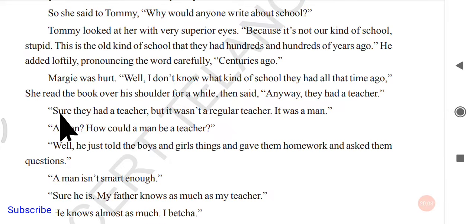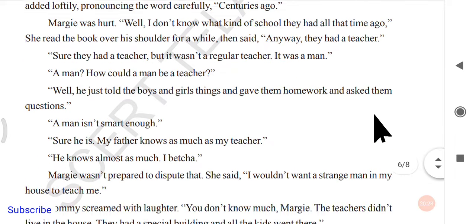"Sure, they had a teacher, but it wasn't a regular teacher, it was a man." Tommy said, fine, they also had a teacher, but it is not like a mechanical teacher, where we have only one teacher. It was a different teacher. It was a human being.